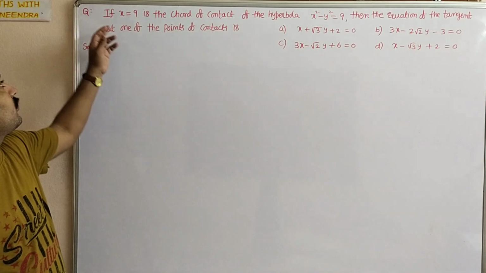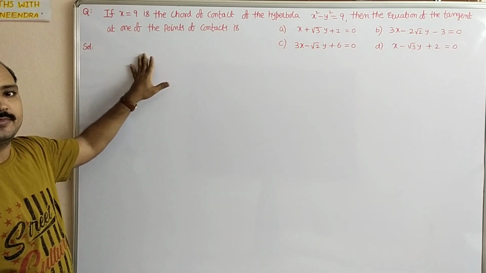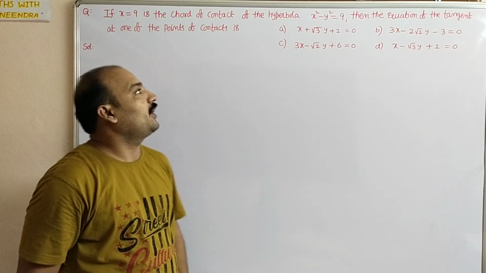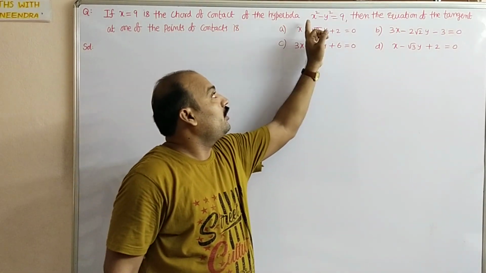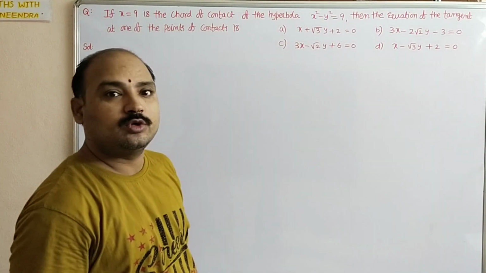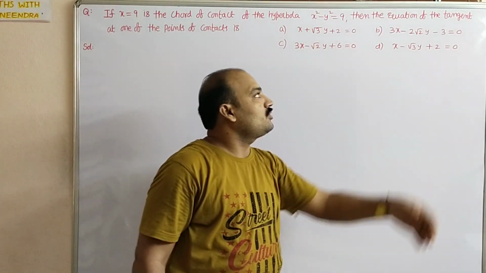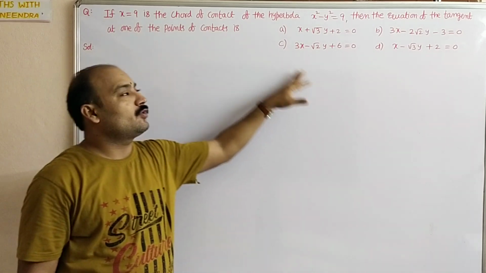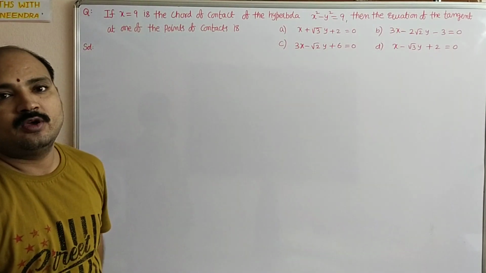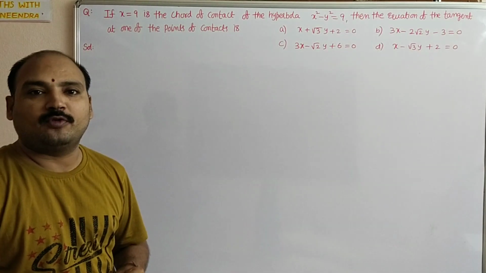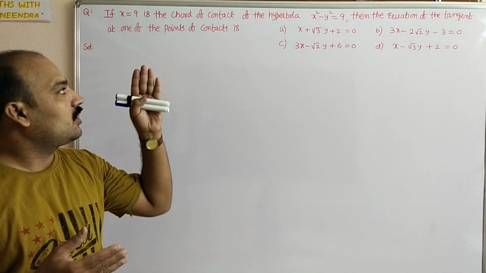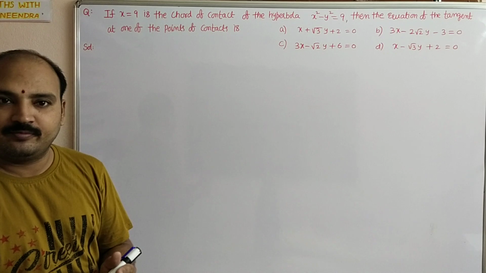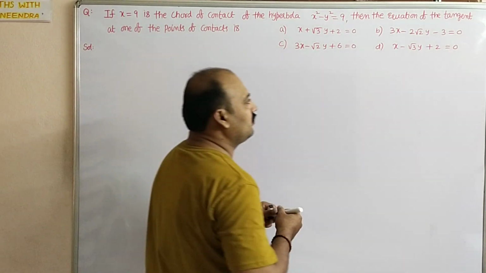The next question. This is one of the MCET questions, previous MCET questions. If x is equal to 9 is the chord of contact of the hyperbola x square minus y square equal to 9, then the equation of tangents at one of the points of contacts is. So we need to calculate the point of contact. Point of contact means the chord of contact and hyperbola which are intersecting somewhere. So we will see that figure.